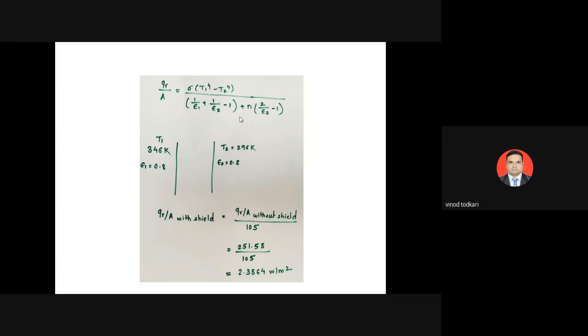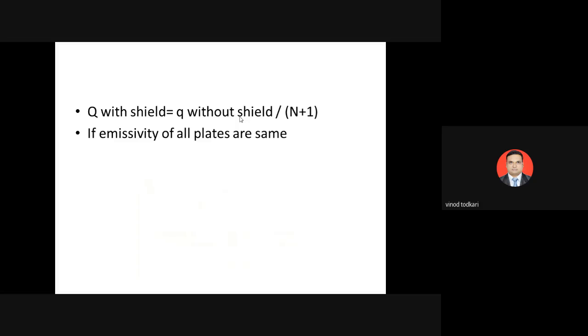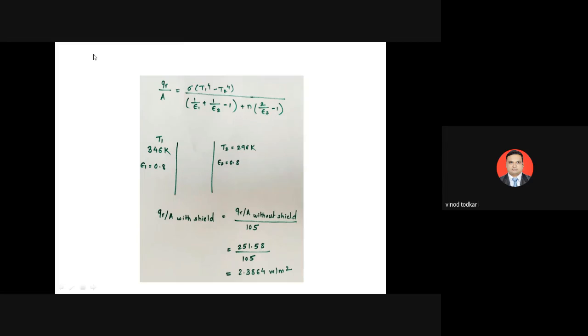Right? Okay, so we have worked out the numericals without shield, with one shield, with two shields, and in this numerical we have seen how to work out the number of shields required. Now, in this formula, just look at the formula.